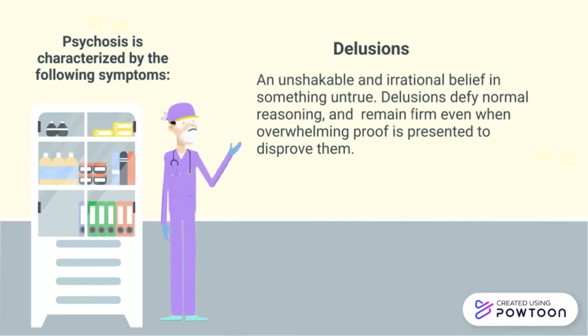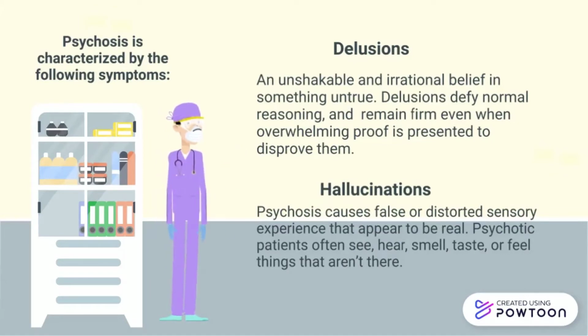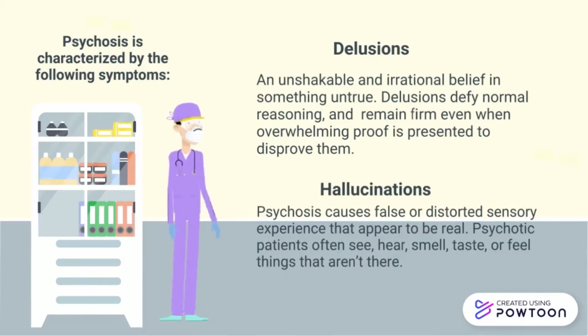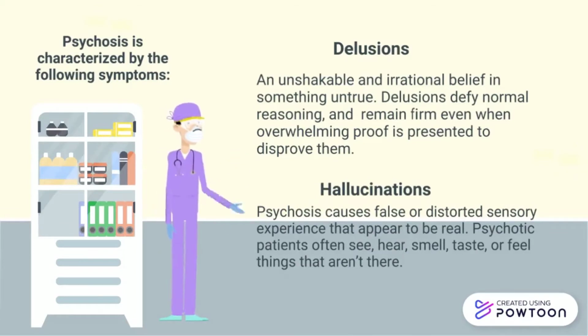Many delusions also involve some level of paranoia. For example, someone might contend that the government is controlling our every move via radio wave, despite evidence to the contrary. Next is hallucination. A psychosis causes false or distorted sensory experiences that appear to be real. Psychotic patients often see, hear, smell, taste, or feel things that are not there. Sensory experiences that appear real but are created by your mind. They can affect all five of your senses.